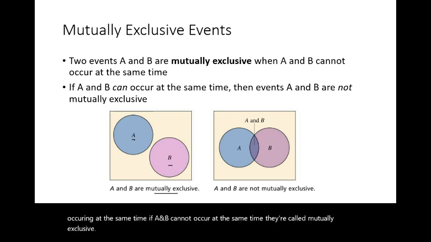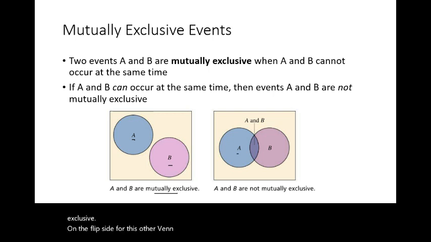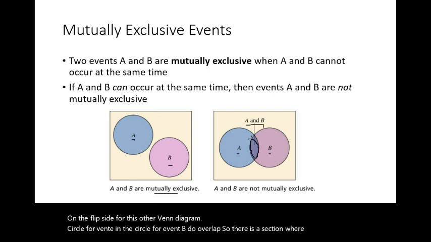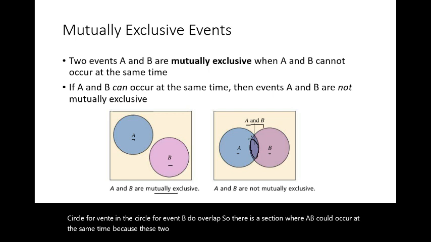On the flip side, for this other Venn diagram, the circle for event A and the circle for event B do overlap, so there is a section where A and B could occur at the same time. Because these two events could occur at the same time, they are not mutually exclusive.